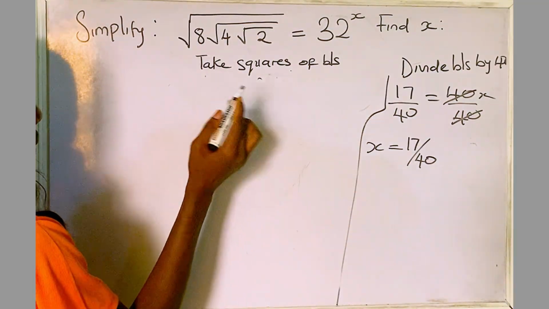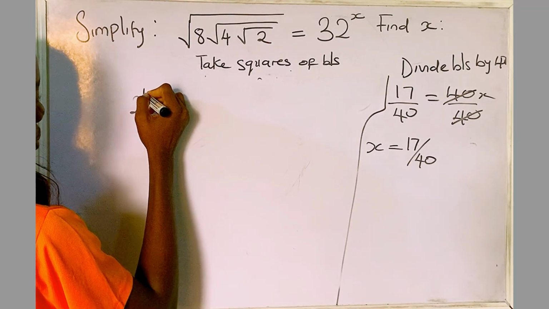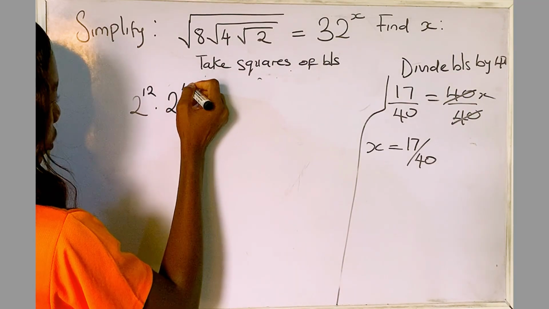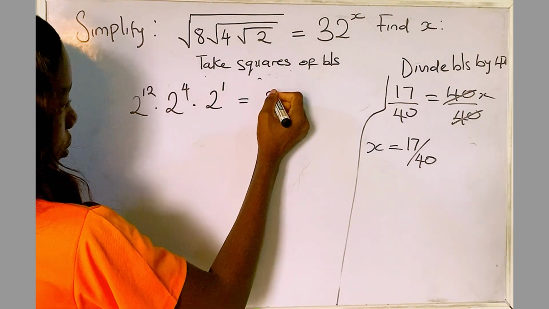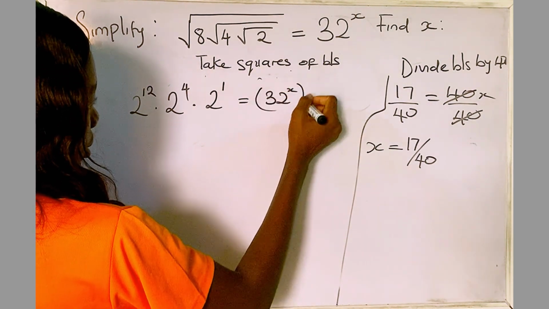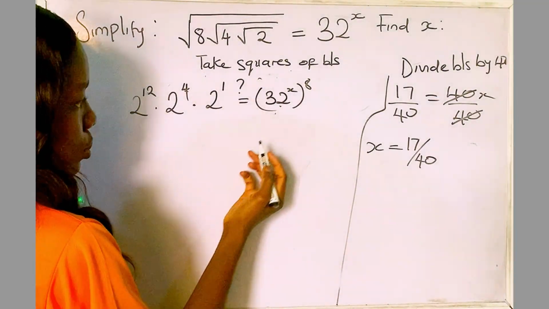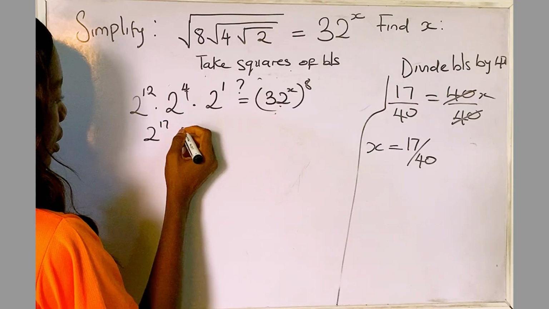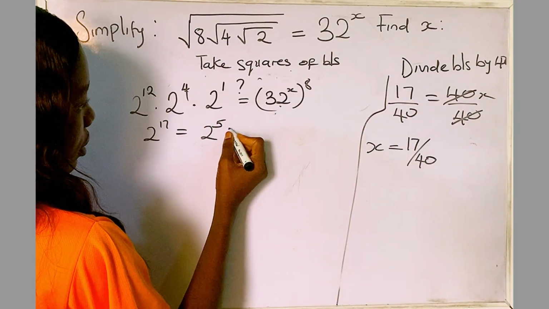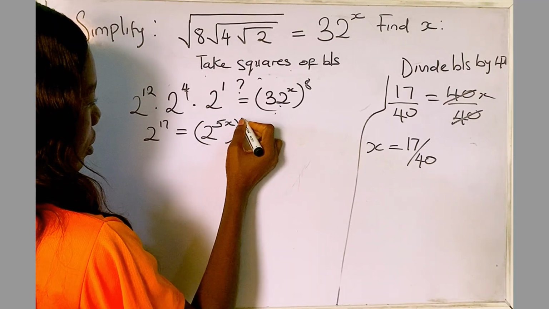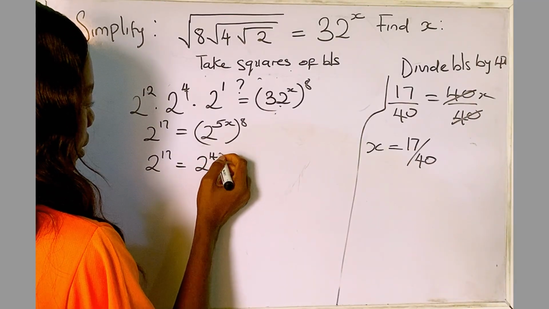Recall that at the beginning, we have 2 to the power of 12 multiplied by 2 to the power of 4 multiplied by 2 to the power of 1, right, is equal to 32 to the power of x to the power of 8, right? We're trying to do what? Now we have to express this as a power of 2 as well. So we have 2 to the power of 17 here is equal to 2 to the power of 5x times 8. So we have 2 to the power of 17 is equal to 2 to the power of 40x.